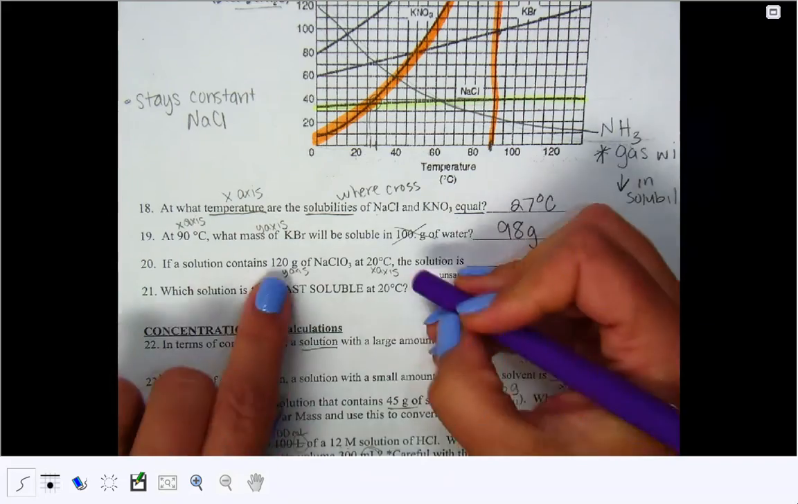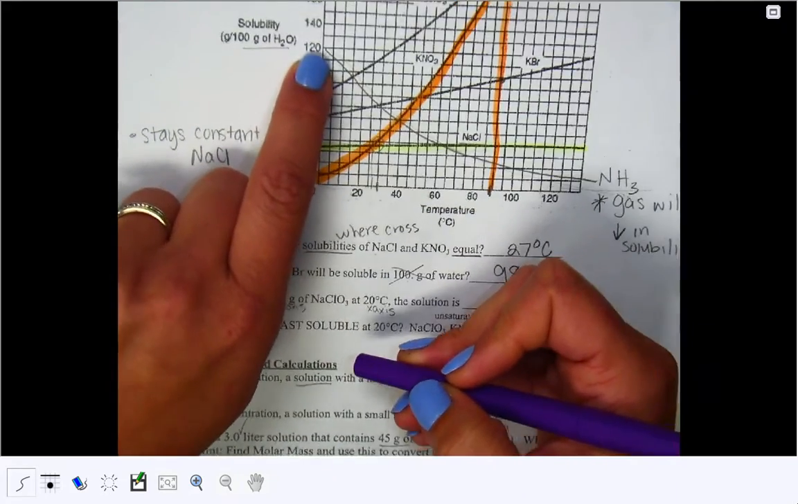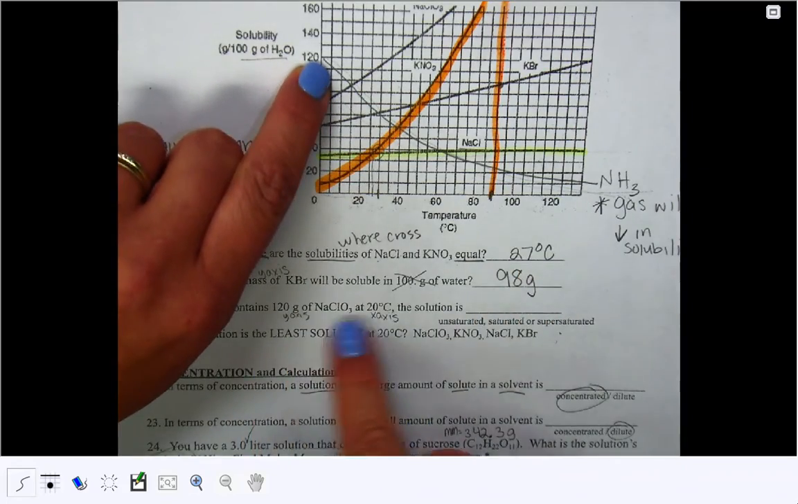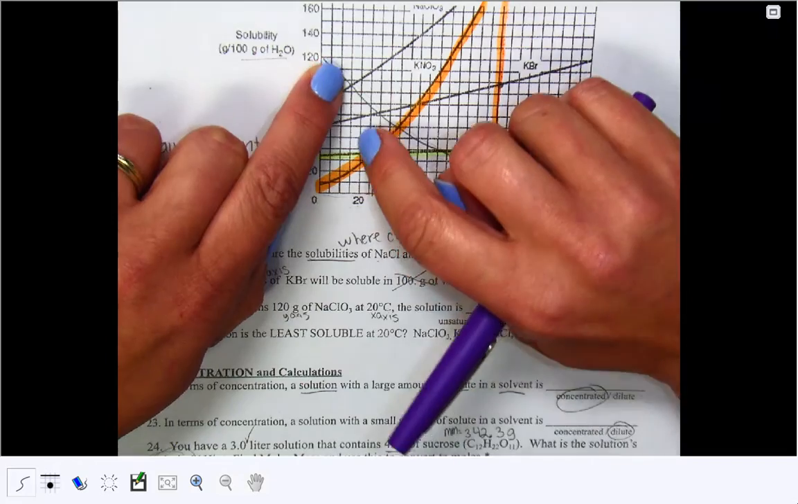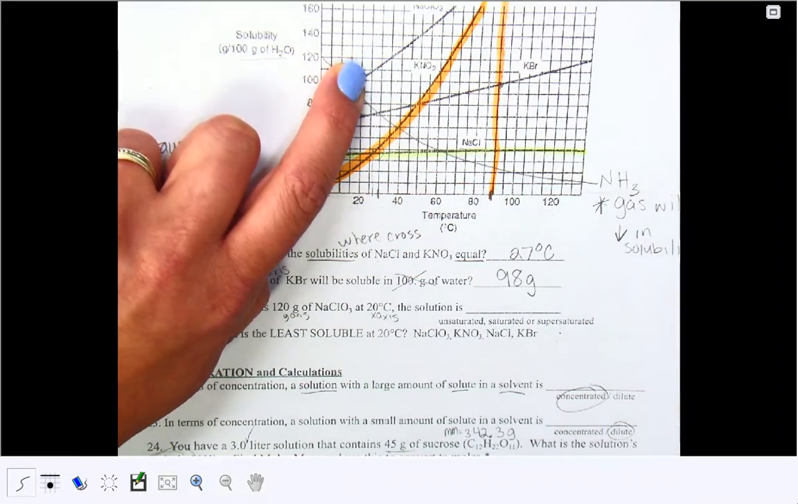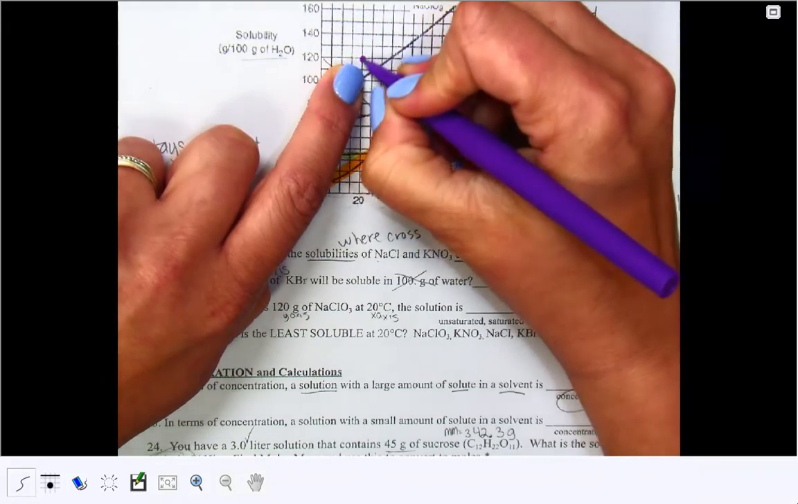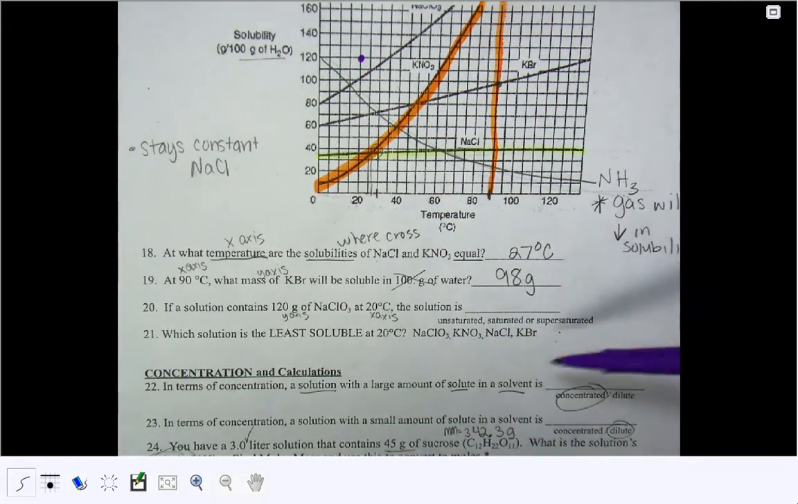So we're going to pay attention to 120 grams. I'm going to go up, 120 is up here. I'm going to go across to 20 degrees Celsius, which is right here, so I'm going to make these two meet. I'm stopping right about here. I'm going to make a point on my graph, and then I'm going to figure out who they're talking about.